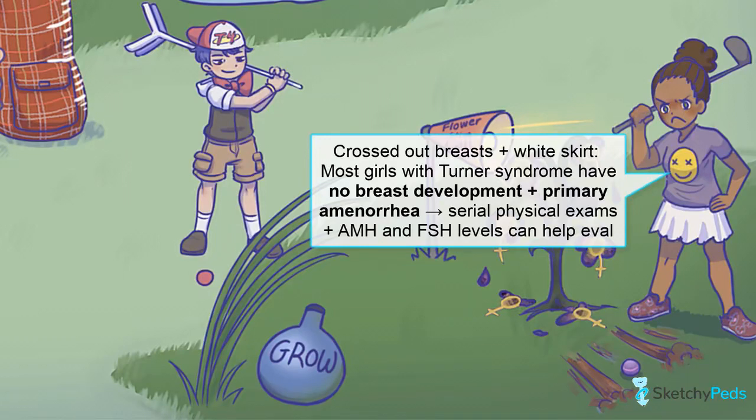Serial physical exams assessing for pubertal development are important, and measurement of FSH and anti-Mullerian hormone, AMH, can be done starting around 10 or 11 years of age to help evaluate pubertal progression. AMH levels may be the best indicator of pubertal follicle development for these kids.